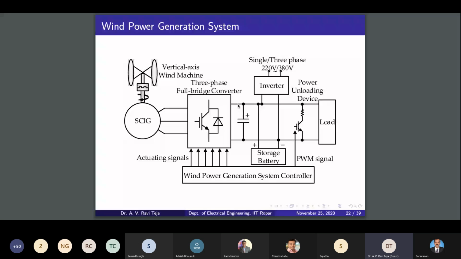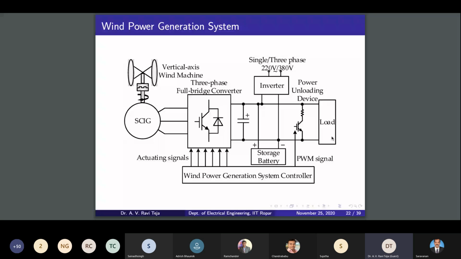So then only the inverter will be able to convert to the required single phase or three phase voltages satisfactorily. Otherwise, the inverter will not be able to. So if that is not happening, then you will have to use another DC to DC converter for boosting up the voltage to the required value. And if you want to consume the power directly in DC itself, say for DC loads like computers or something, then you can use this power directly.